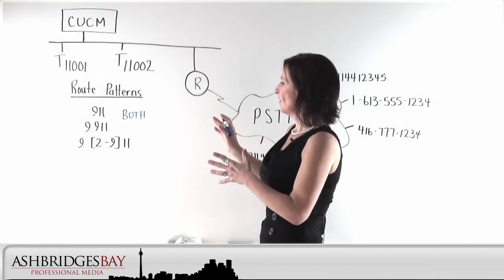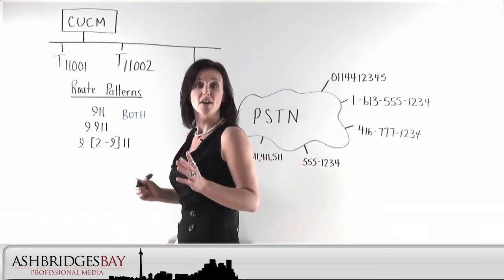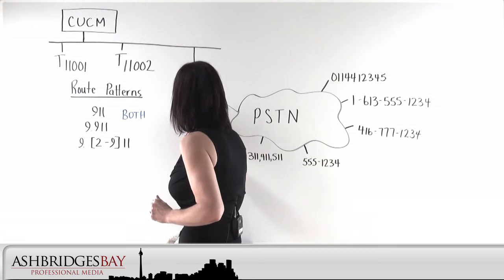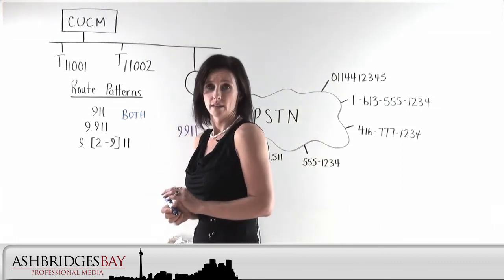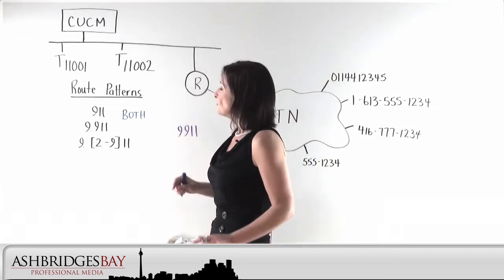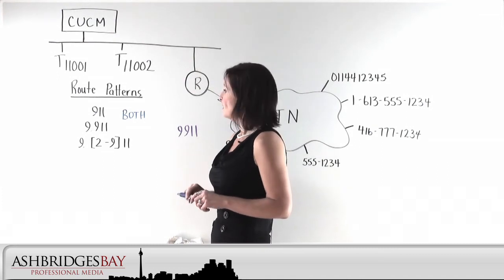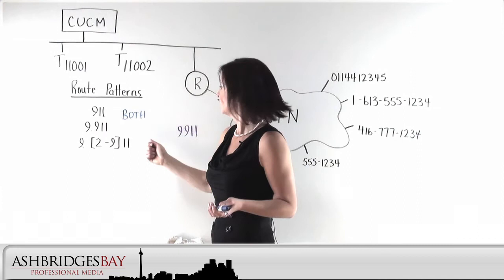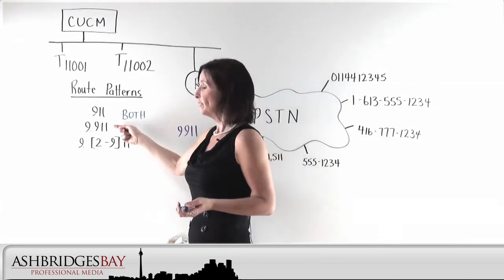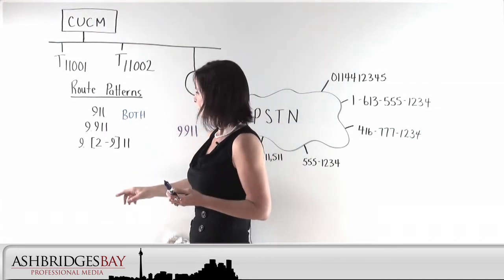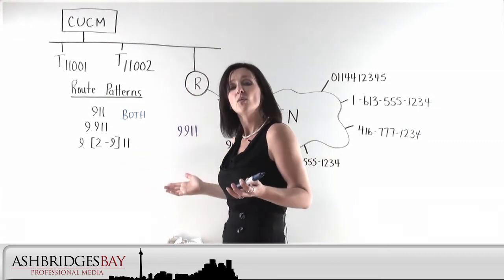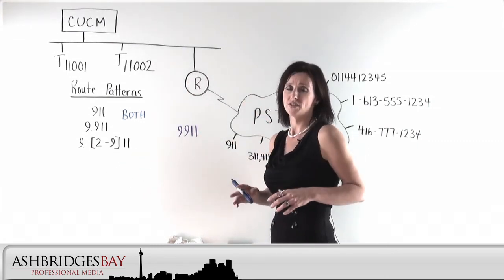Let's imagine we have our 3 route patterns configured into the call manager and someone picks up the phone and dials 9911. Which one of these patterns is the call manager going to match? It's not going to match our first pattern because we only have 1 9 out front. Will it match this pattern? Yes. Will it match 9911? Yes.